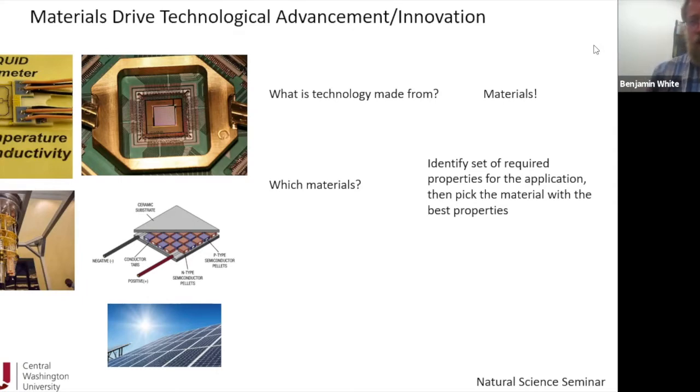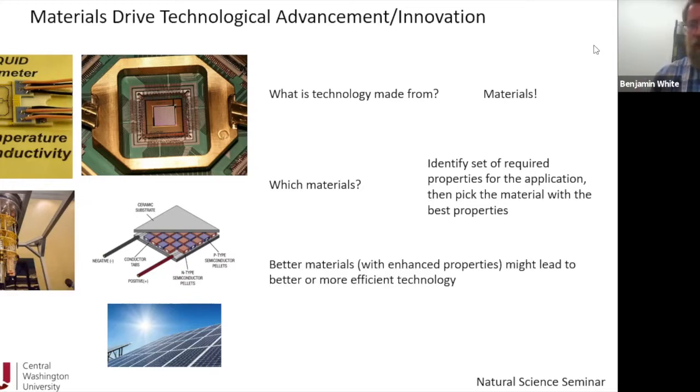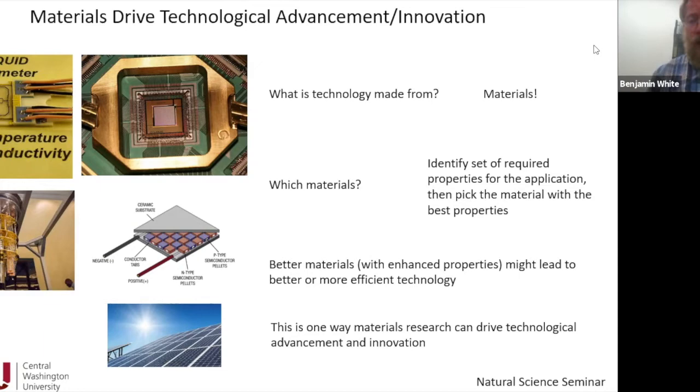And of course, even that's a little oversimplified because, in addition to having the right properties, that material also has to be relatively cheap and abundant and easy to process and generally non-toxic. So there are a lot of requirements that go into this. But if you buy this premise that we pick the materials with the best properties, what that tells us is that better materials, or those with enhanced properties, might be able to develop better or more efficient technology. And so this is one way that materials research can help drive technological advancement and innovation.